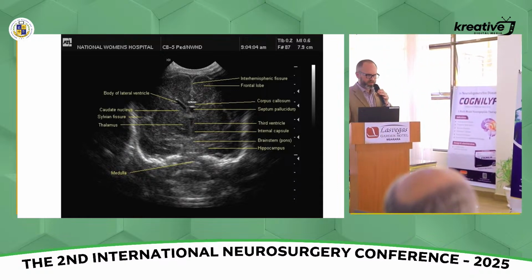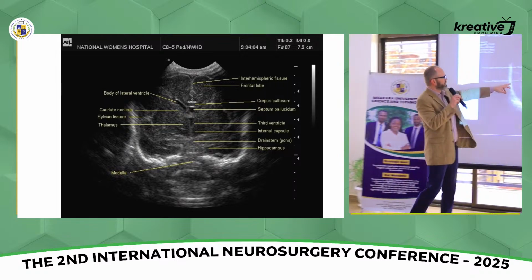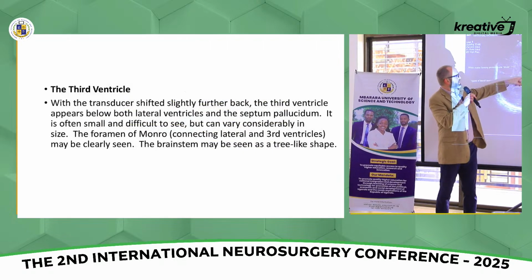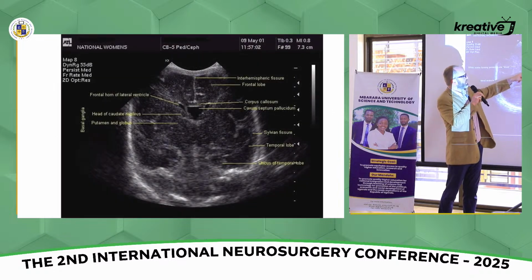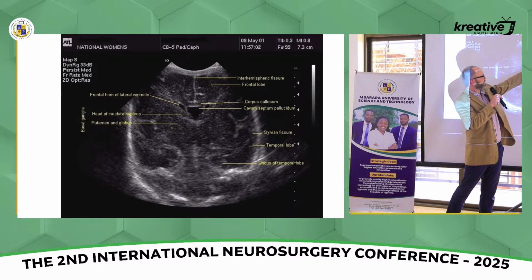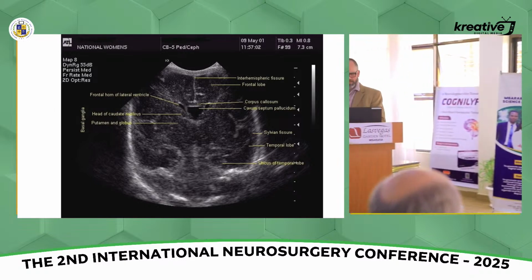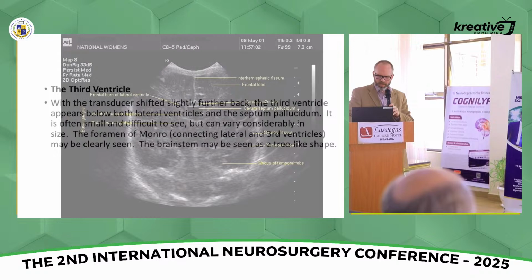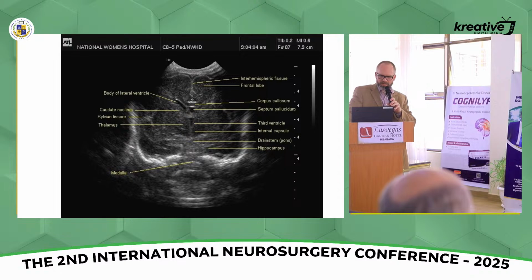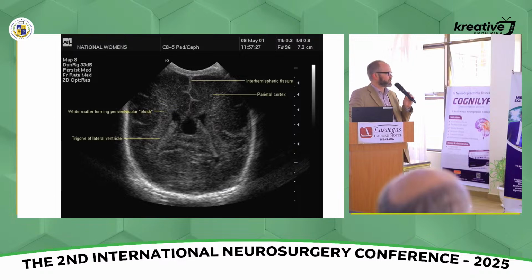If we go back even further, you just see some of the same things, where you see the trigone of the lateral ventricle. Choroid plexus can form a blush here. This is then the third ventricle, and up here is parietal cortex. So it's a little difficult if you haven't looked at these often to understand what's going on. But I think it's good for you just to at least get some idea of what you see, what you're looking for, and what normal anatomy can look like.